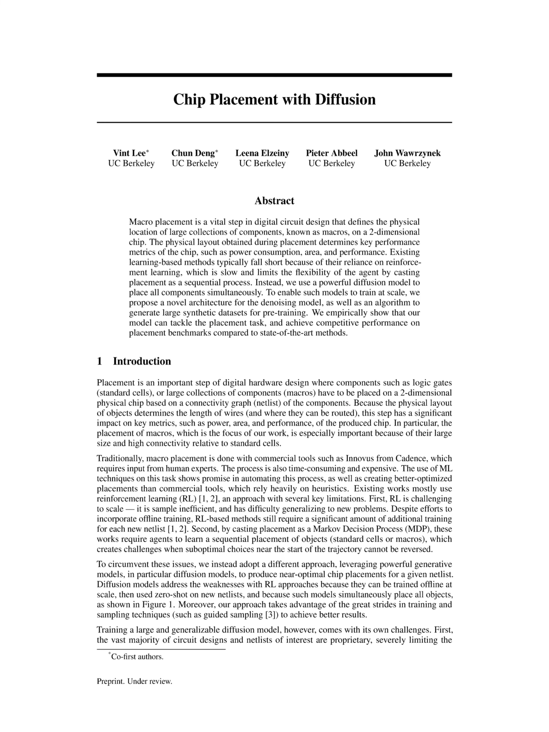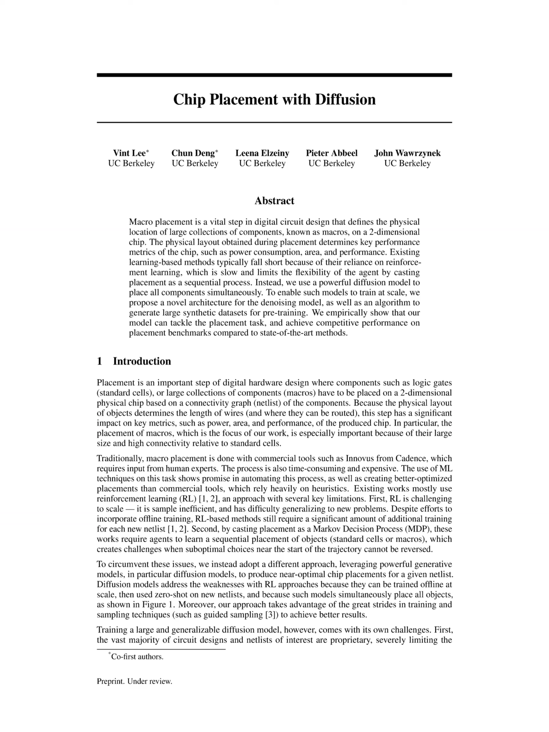The theoretical and practical benefits of using diffusion models in chip placement compared to traditional reinforcement learning approaches lie in their ability to address key limitations of RL methods. Diffusion models can be trained offline at scale, allowing for zero-shot application to new netlists without the need for extensive additional training. This contrasts with RL, which is sample inefficient and requires significant training for each new netlist.